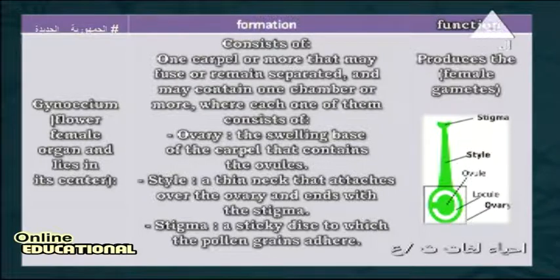After that, what is the style? Style is a thin neck that attaches the ovary and ends with the stigma. The stigma is a sticky disc to which pollen grains adhere. Okay, this figure shows the stigma, style, and ovary, which contains the ovules.